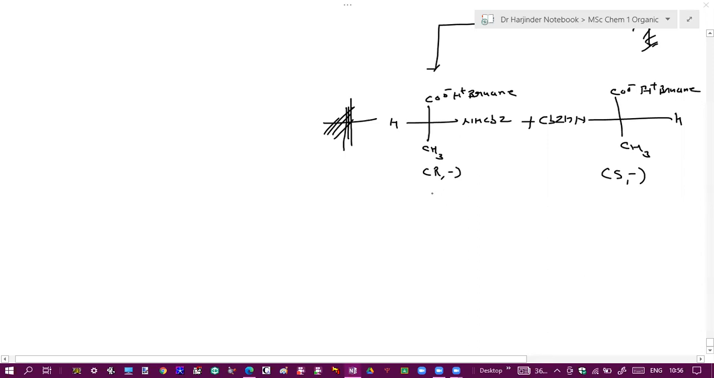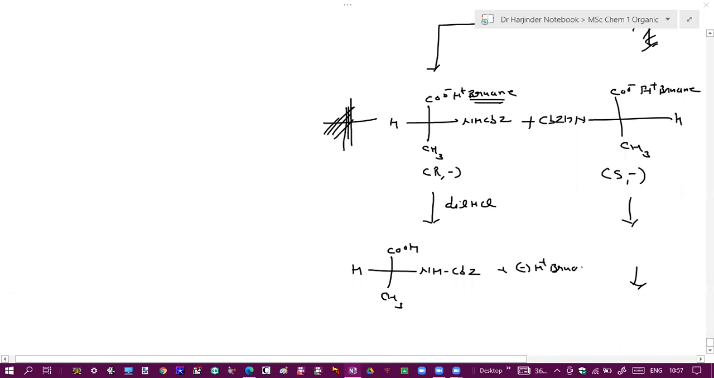So how will brucine be removed? By treating it with dilute HCl. So this brucine will get removed. You can write here by yourself on the other side. So it will become this one plus, of course, the salt of your brucine. Same here on this side. And next, you have to remove this CBZ.